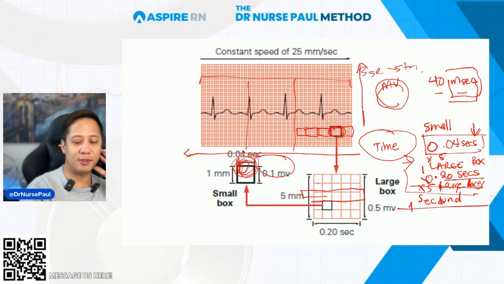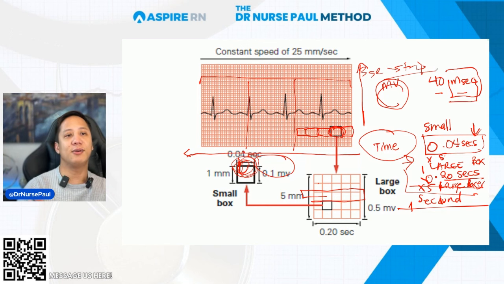You got it? I'm sorry, my writing is all over the place. Like I said, I was trying to tweak my Apple Pencil since last night. I stayed till 1 o'clock to try to restart everything. It didn't work. So now it's all over the place. All right? 3 second strip. The strip that you see in your screen right now is 3 seconds. Agree? Yes. Okay.